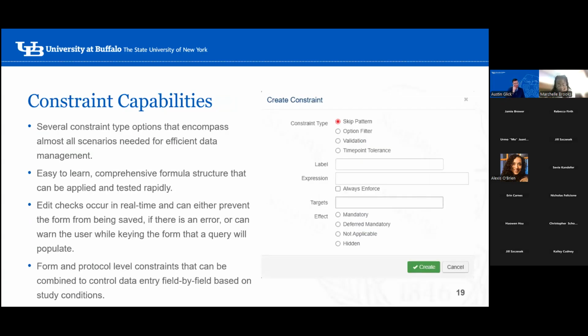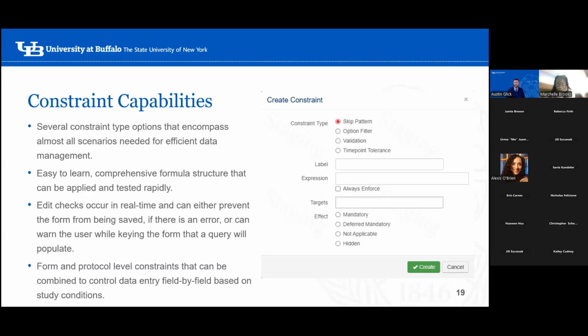So constraint capabilities, I've talked about these a lot. This is kind of what our validation is. There are several constraint types and options that encompass almost all scenarios needed for efficient data management. It's easy to learn. There's a comprehensive formula structure that can be applied and tested rapidly. They have a lot of help text on there that you can go through to find all of the different expressions that you need.